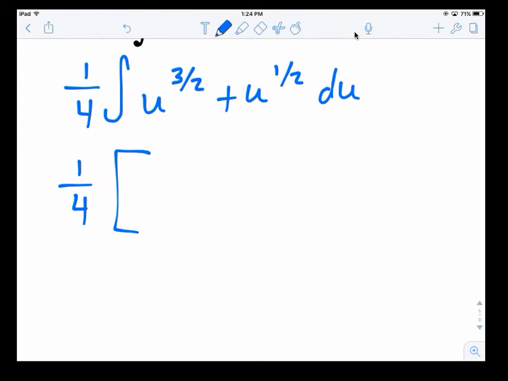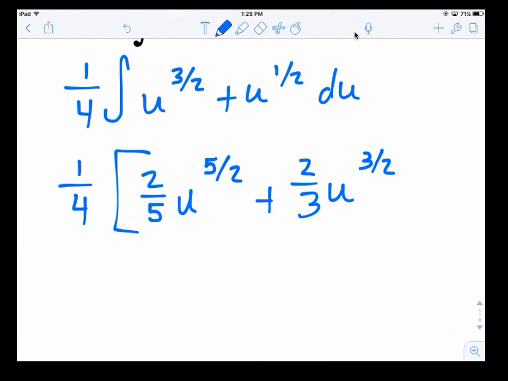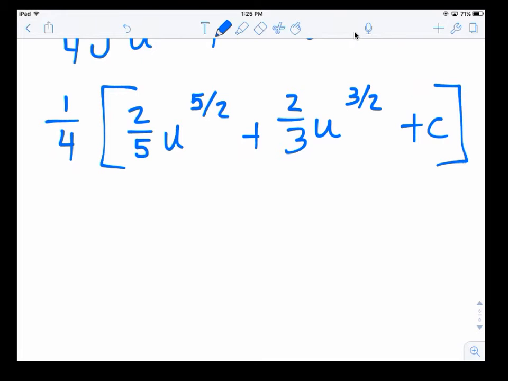Okay, so I add 1 to my exponent, right? So that would be u to the 5/2 divided by my new exponent, plus u to the 3/2 divided by my new exponent, plus c. Okay, now, what do we know u is? There you go. So now just replace that back in.